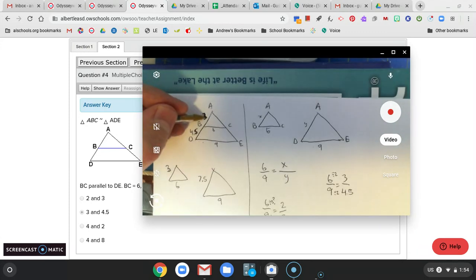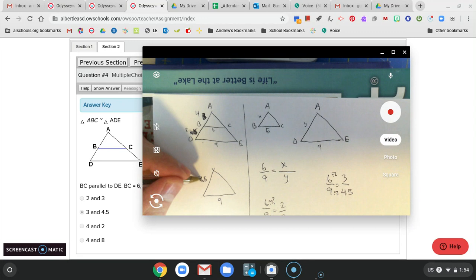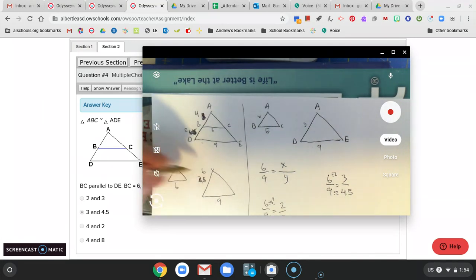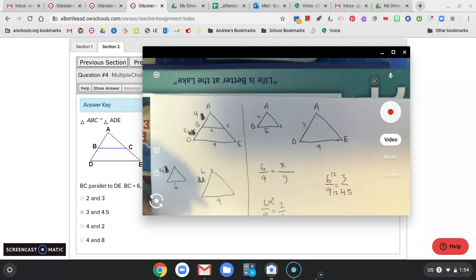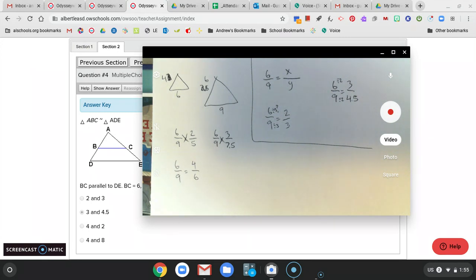This is getting kind of messy here, so I'm just going to scratch these out. It said 4 and 2. So this is 4, and that's 2. So I'm looking at C on the options there. That means that AB is 4, and this whole side would be 6. So now my question is 6 over 9 equals 4 over 6.